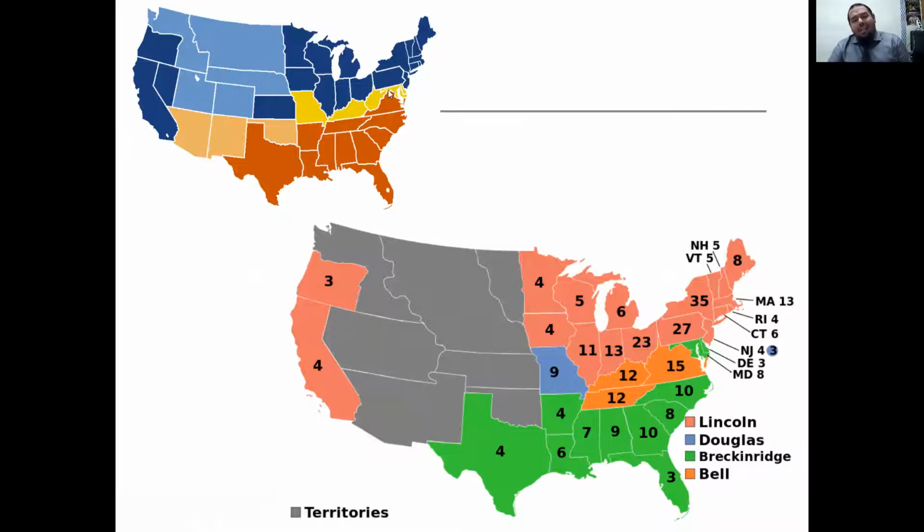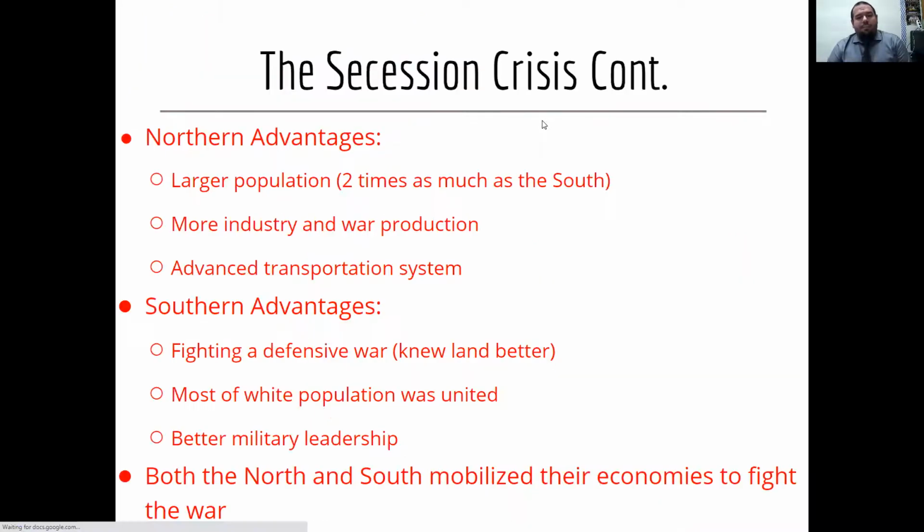Missouri, Kentucky, Maryland, and Delaware, and this piece of land, West Virginia. West Virginia became a state right after the war began or in the middle of the war, and they broke away from Virginia. And so they were the 5th border state. All right, so the secession crisis.